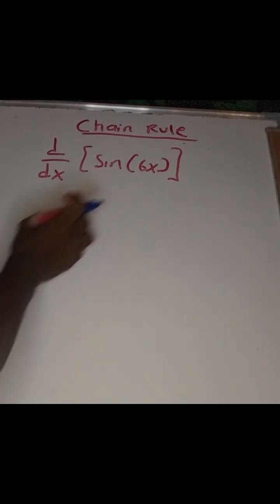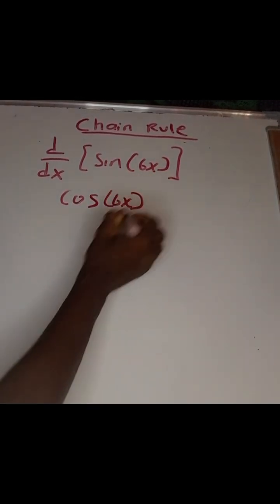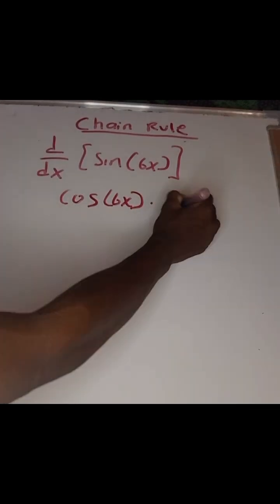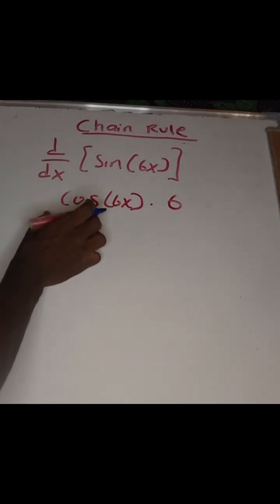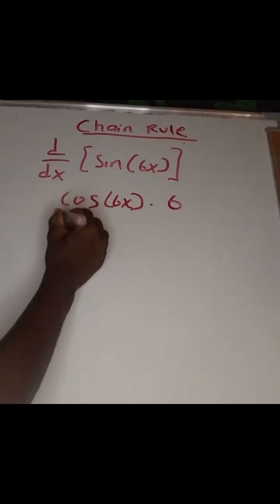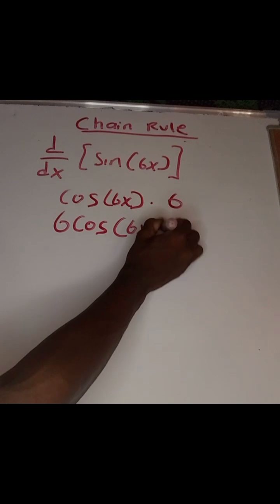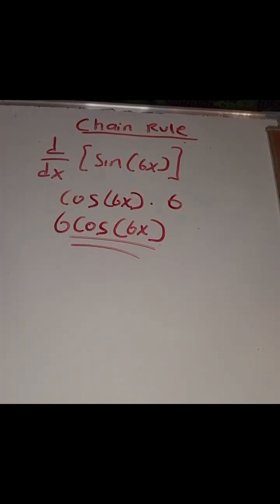What will be the d over dx of sine 6x? The first thing, we have to differentiate sine. The derivative of sine is cos. Therefore we keep our 6x as it is, and then we differentiate the inside bracket, which is 6x, and the derivative is 6. So what will be the final solution? The whole number will be first, so we have 6 cos 6x. This is the final solution for this problem.